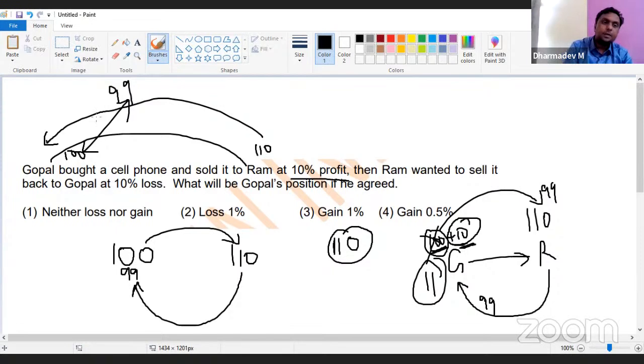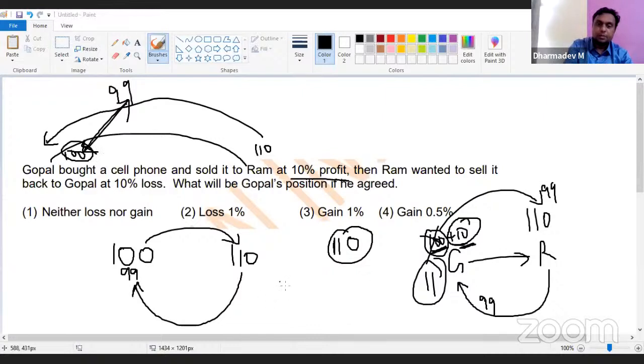On the percentage basis, he got it for 100 and he's getting back for 99. Yes, it's a gain of 1%. That's different. In case they ask on the cost basis, are you getting the answer? Are you able to understand?